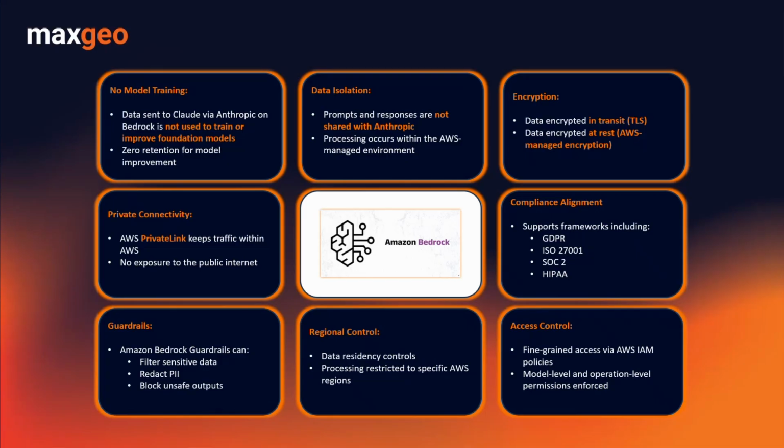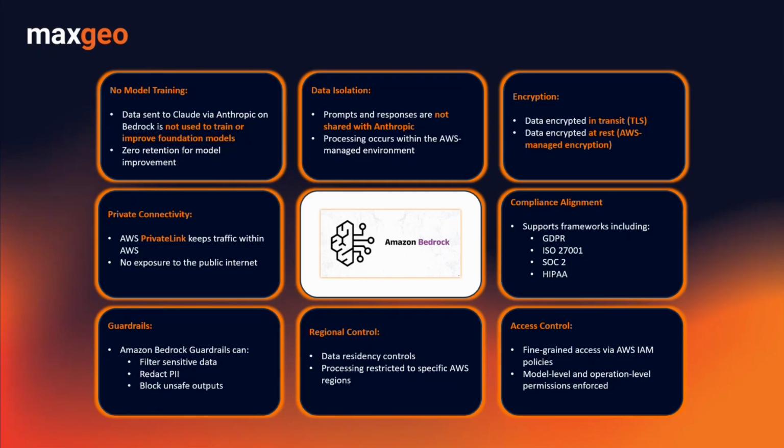So there's no model training. Okay, it's not used to train or improve any of their foundational models. Zero retention at all for any of the information that gets passed to the LLM. Data isolation, so it's not shared, any of your prompts or responses are not shared with Anthropic. And all the processing happens within the AWS managed environment, which we look after. Encryption in transit and at rest.